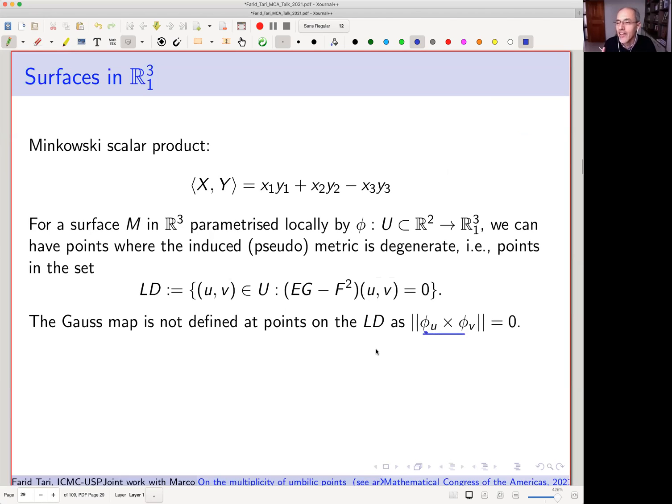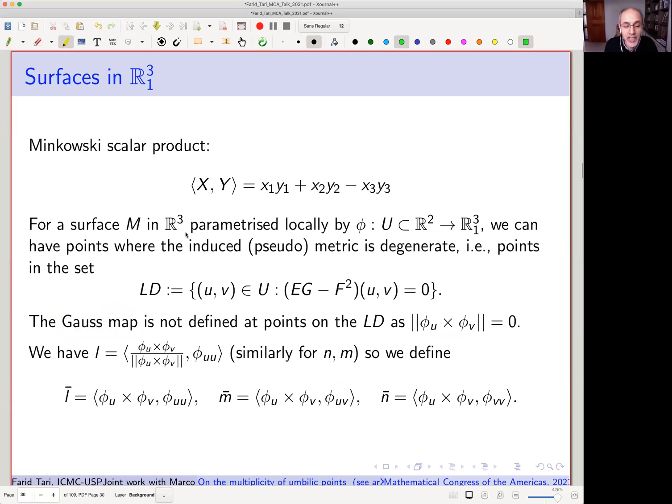So the usual normal vector has norm equal to 0. Because of that, we cannot define the Gauss map. The Gauss map is not defined at these points on the LD. Okay, but for our purpose, what are we trying to do?